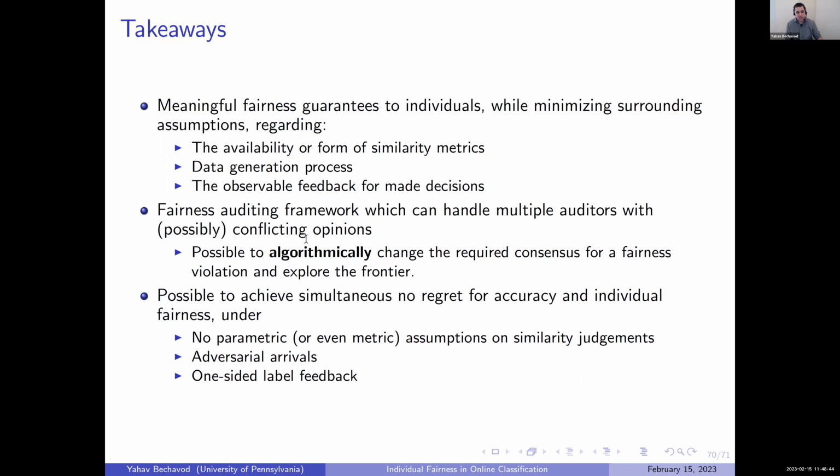And we've seen how we have this fairness auditing framework, which can handle multiple auditors and dynamically changing auditors, and they can possibly have conflicting opinions, but we can still utilize this feedback, and we can also algorithmically change the majority parameter to give different points on the frontier. And we've seen that it's possible to give simultaneous no regret for accuracy and individual fairness under these very limited assumptions.